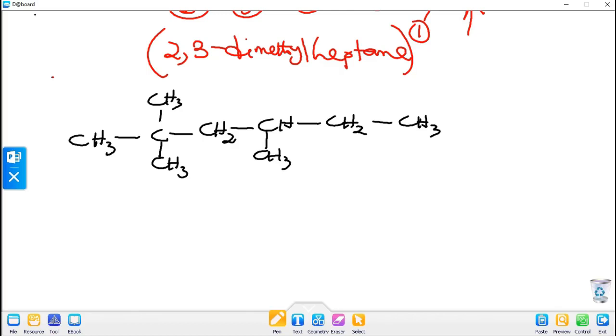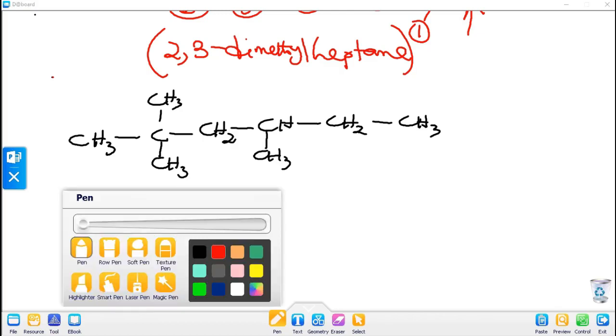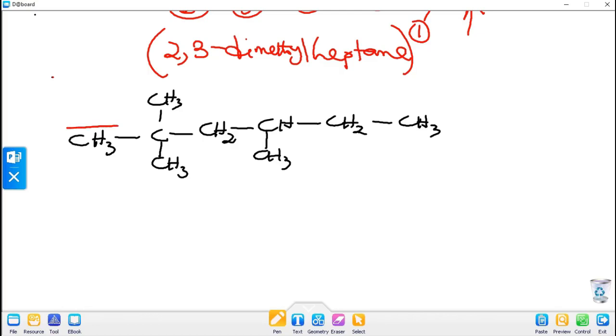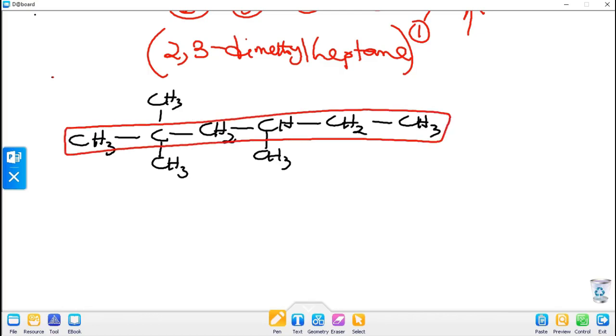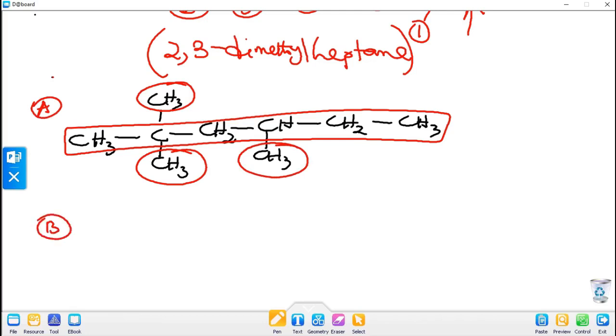Now let us see how to map it out again. Student A may choose to take the straight chain, and taking the straight chain automatically will make this side chain 1, side chain 2, and side chain 3. This is for student A. Now student B may choose to take his counting this way.